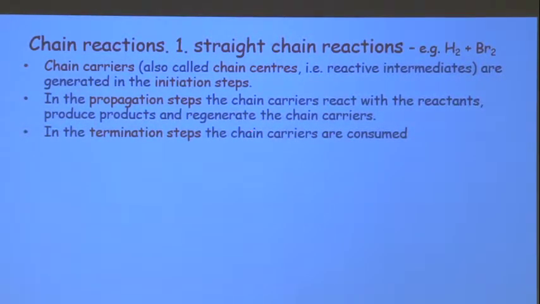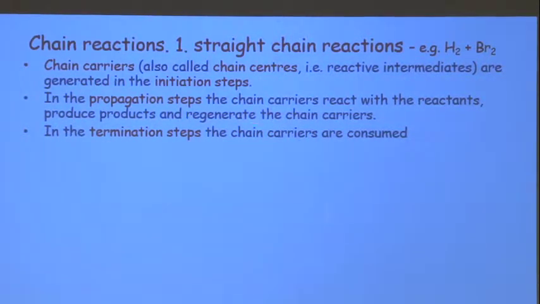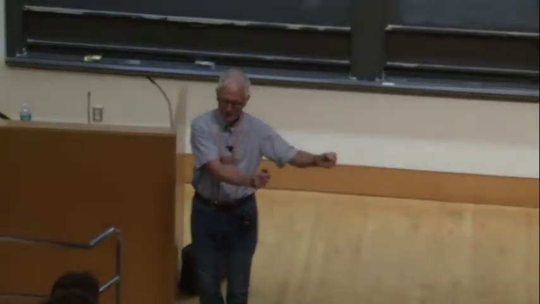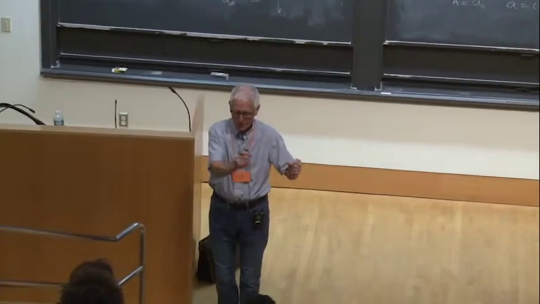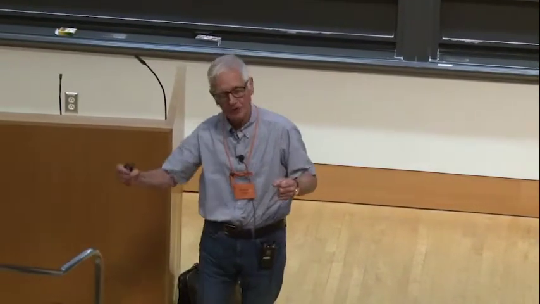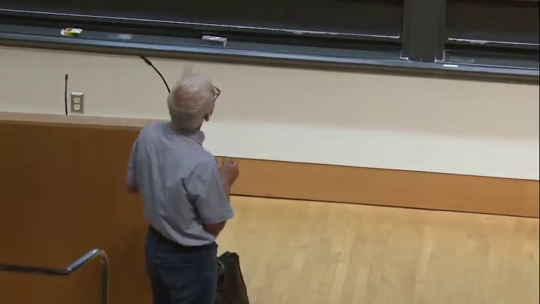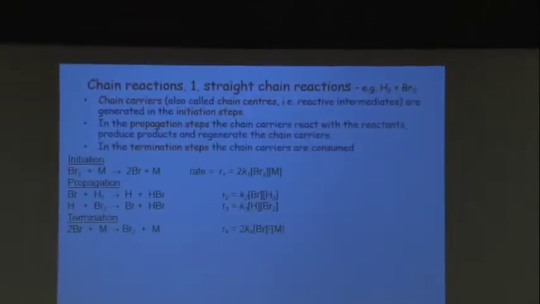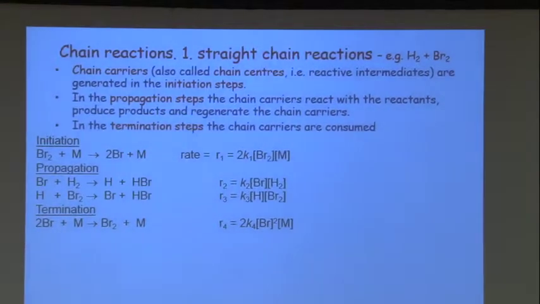Propagation steps involve chain carriers reacting with the reactants to produce products and regenerate a chain carrier. So we have a chain carrier reacts with a reactant, produces another chain carrier and a product. And then finally, termination steps, where the chain carriers are consumed. And we're going to look at the hydrogen-bromine reaction.